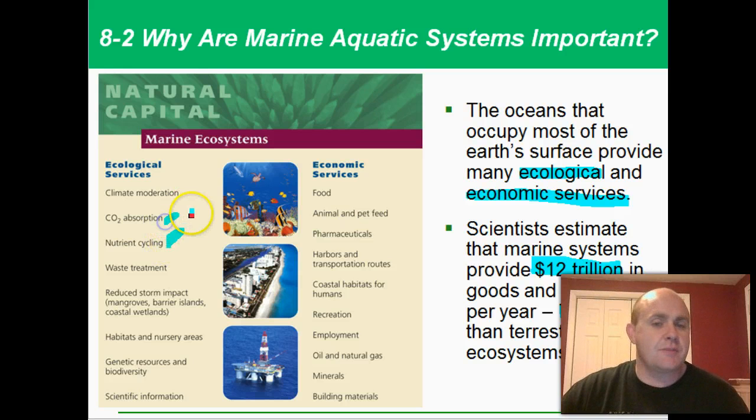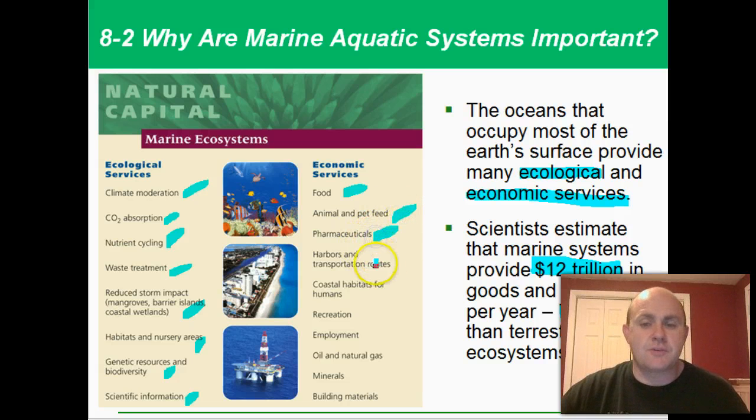From nutrient cycling and absorbing of CO2, it moderates our climate, of course. It manages waste for us. It affects how storms like hurricanes affect us. It provides habitats and nurseries for small organisms. It provides us scientific information and genetic biodiversity. It provides us food, and pet food too, and we get pharmaceuticals from it. There's places for transportation involved. There's places for people to live and recreation for them to do, and employment opportunities. Oil and gas deposits are in that. Minerals are present, and building materials.